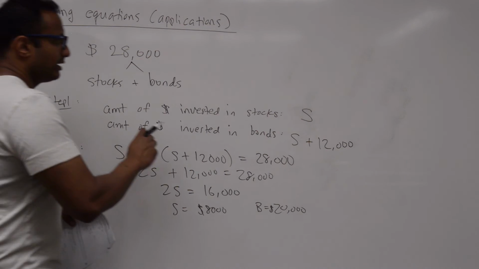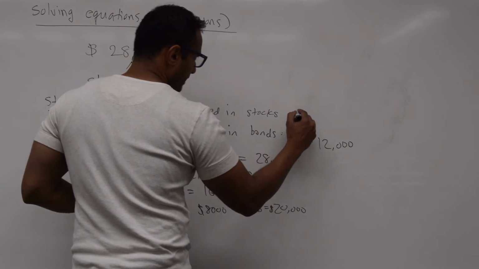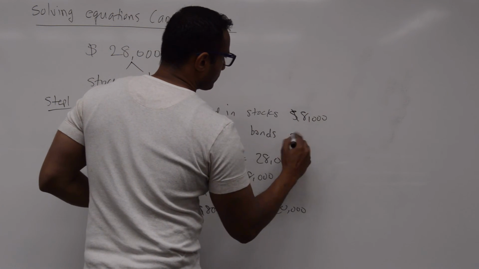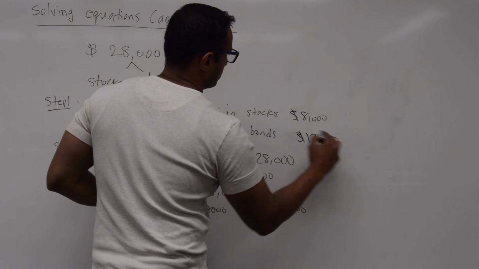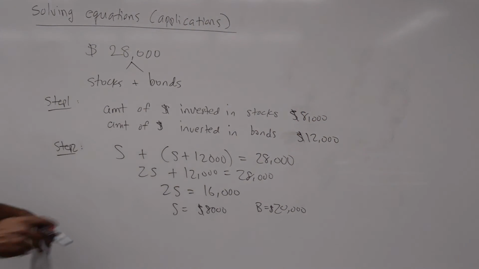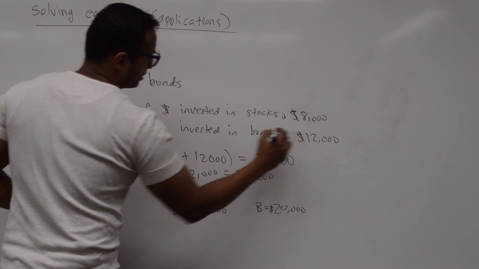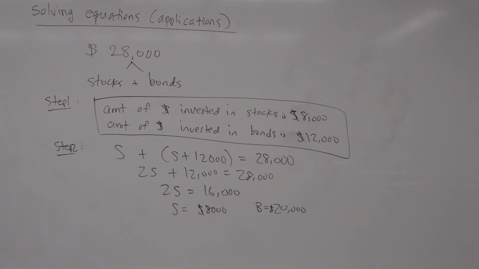So the amount of money invested in stocks is $8,000, and the amount of money invested in bonds is $20,000. And then when you have a complete sentence, and I forgot the word is, let's make it grammatically correct. This will be your final answer.